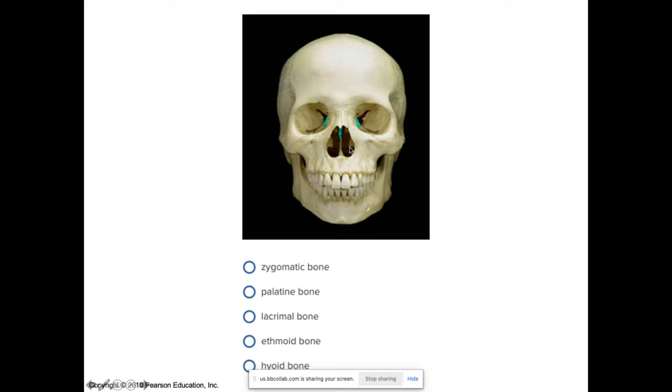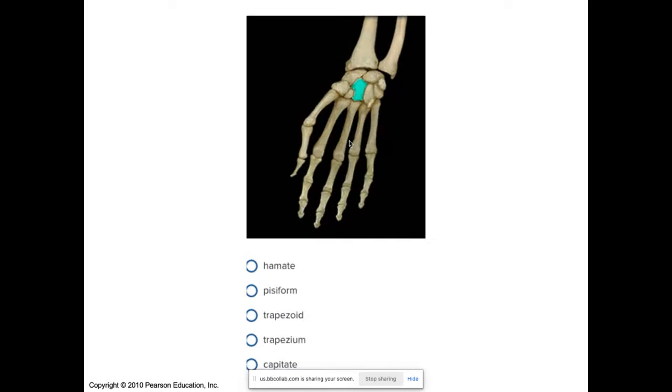We have turbinates here, also called concha. When you breathe in air, it's like a turbine. It spins the air as you breathe it in, and it warms it up and pulls debris and lets it stick to the membranes of the nose.